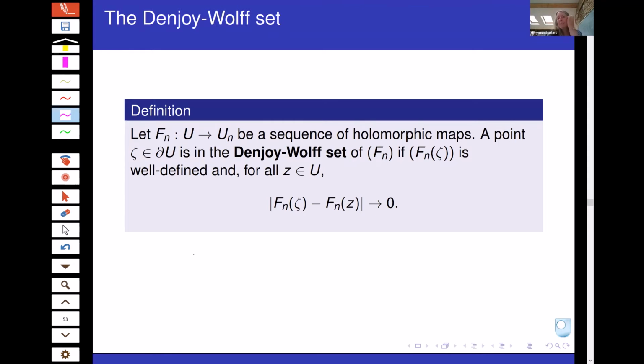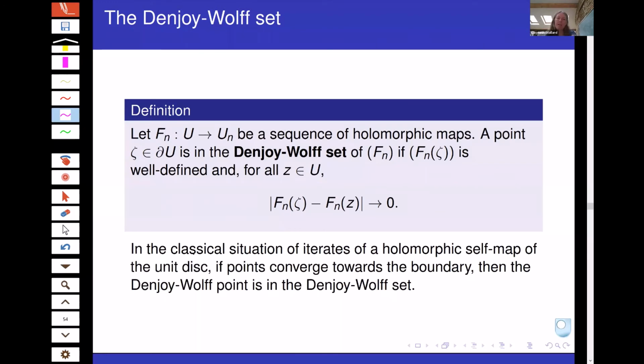And if we look at the classic case when we have iterates of the unit disk, so we know that if everything is tending towards the boundary, then it's tending towards this Denjoy-Wolff point in that classic case. And actually you can show that you can define an extension of your function to that boundary point, and it would be a fixed point. And so the Denjoy-Wolff point is in the Denjoy-Wolff set in the classic situation of iterates of a holomorphic self-map of the unit disk. But there could be other points on the boundary that also have the same limiting behavior. And we want to know in general, what does this set look like?